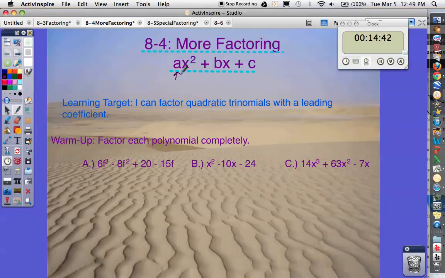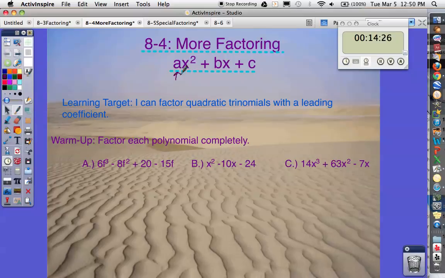There's a number in front of that x squared. It does make your factorization a little bit harder, a little more work. So copy down your target, factor out a, b, and c for me, and then we'll get started. Pause the video, and I'll put up the answers. After you're finished, you can click play again.